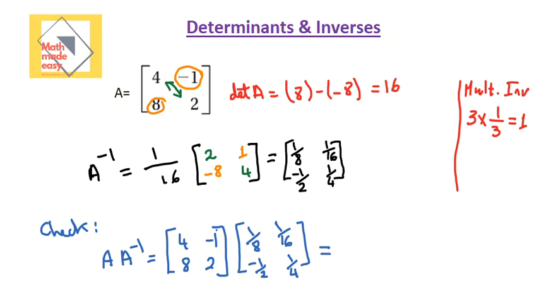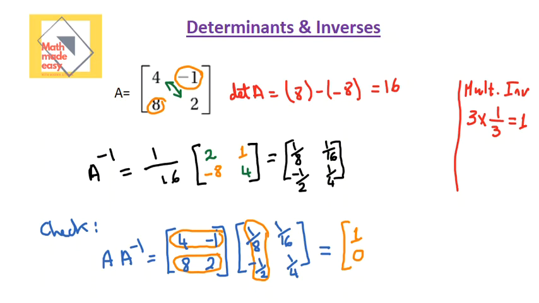We use our method of multiplication. First row by first column as usual. So I have 4 times 1 over 8, which is a half, plus negative 1 times negative half, which is another half. Together they make 1. Then second row by first column, 8 times 1 over 8, which is a 1, plus 2 times negative half, which is a negative 1, and the sum here is 0.